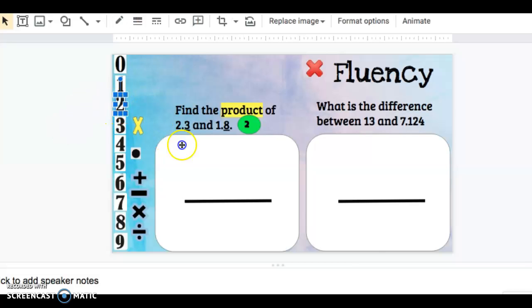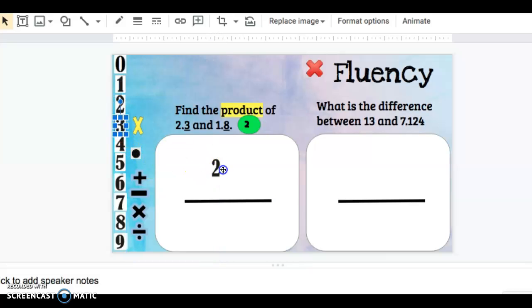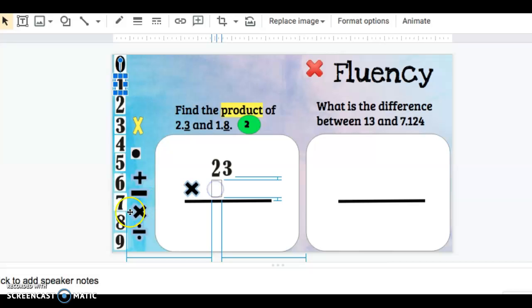So we are going to just write the numbers as they are. So we're just going to put 23, even though it's 2 and 3/10, we're just going to put 2 and 3. And then we're going to do times 18, which is 1 and 8, and in this case right now it's going to be 18. Okay.